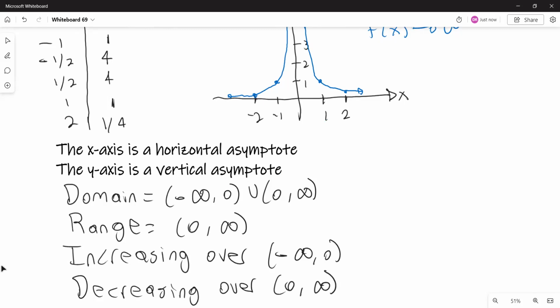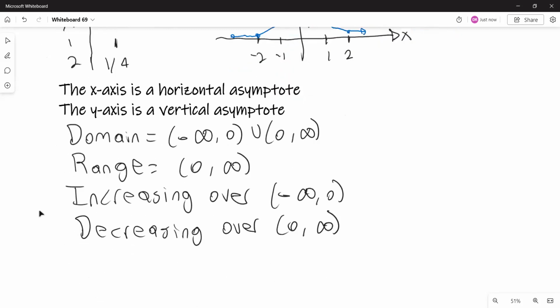And one last thing is that f is an even function. f of negative x is f of x, because negative x squared is going to be x squared. So this is true. Thus, f is an even function.